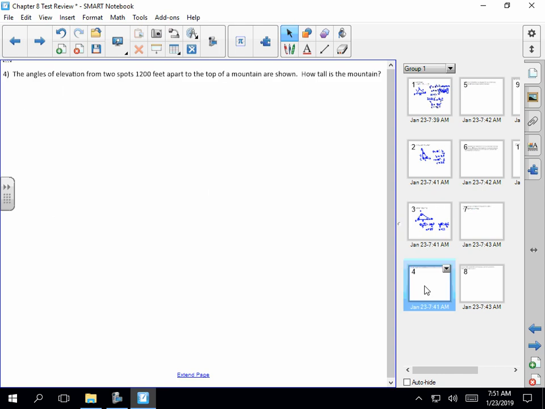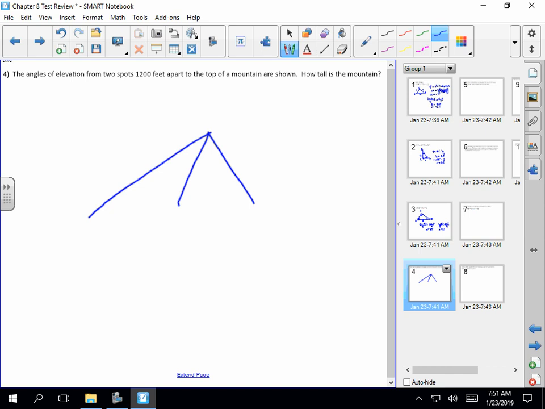All right, number 4. We'll draw a picture for this one. It says the angles of elevation from two spots, 1,200 feet apart. So you have two different spots. Here's the mountain over here. We're going to measure the mountain straight down from the top at a right angle here. But we take two different readings. One of them is a 32-degree reading, and then we move 1,200 feet closer and take another reading to the top of the mountain, and it's at 41 degrees. It's 1,200 feet apart between the two different readings. So that's the general picture there. This is all shaded in with our mountain here.